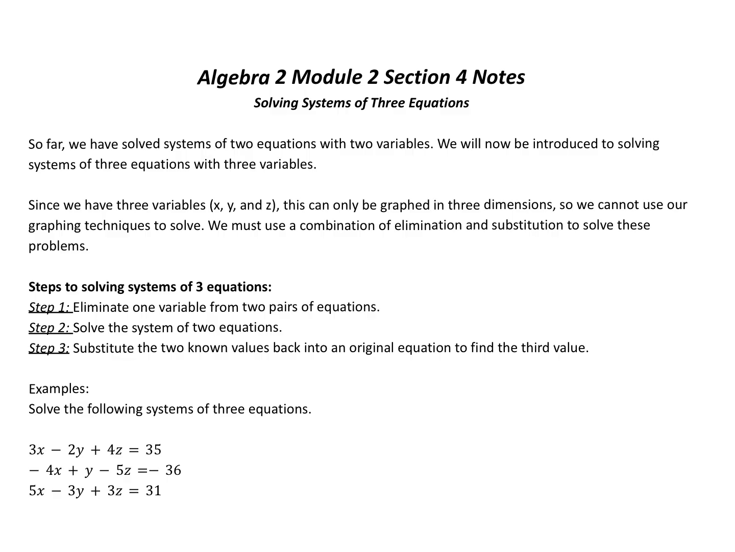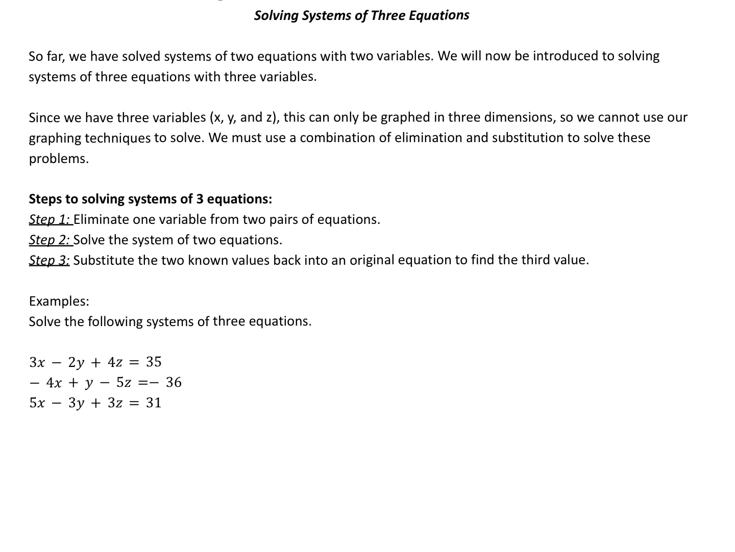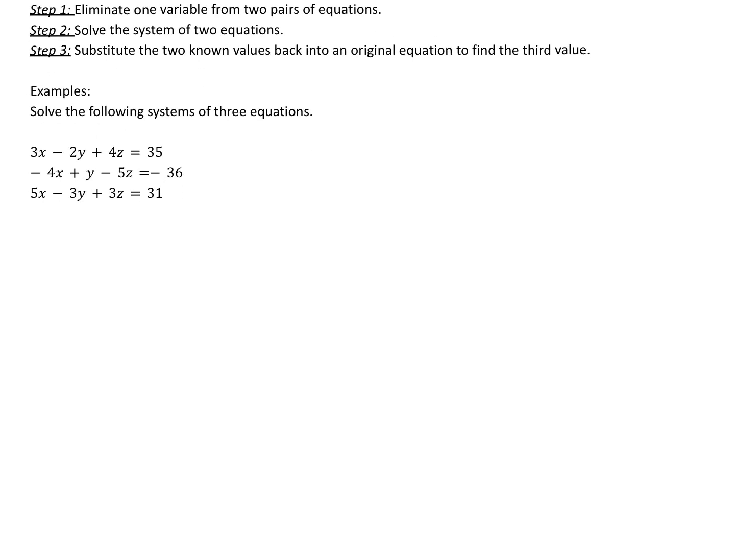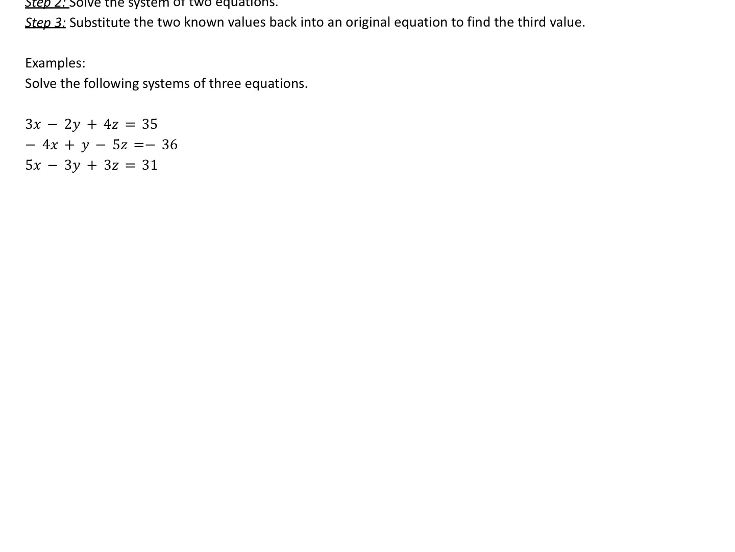What we have to do is a combination of elimination and substitution to solve the equations. So it's 3 steps in order to solve a system of 3 equations. The first one is to eliminate one variable from 2 pairs of equations. The second step is to then solve that system of 2 equations, and then step 3 is to substitute the 2 known values back into an original equation to find the third. The process of solving a system of 3 equations isn't necessarily more difficult than what we've been doing, it's just going to be more time consuming.